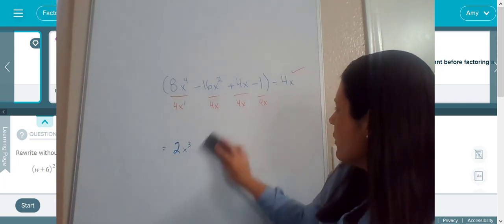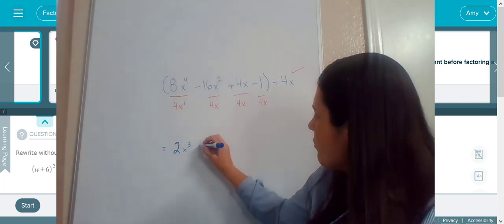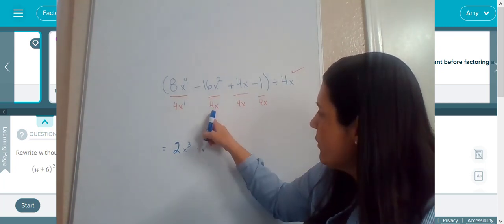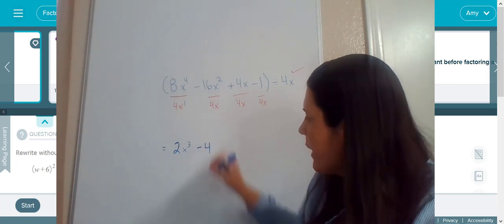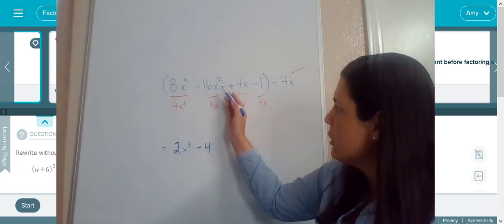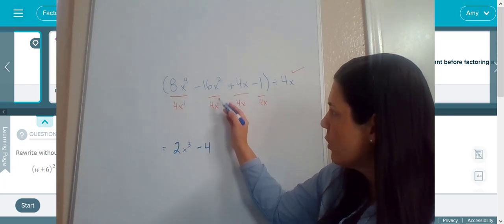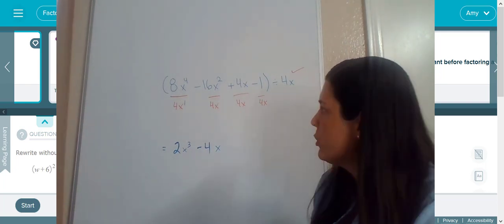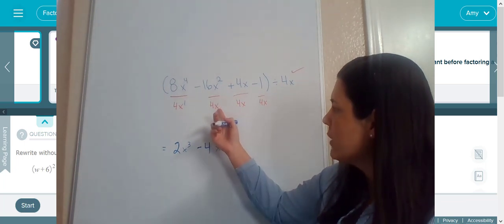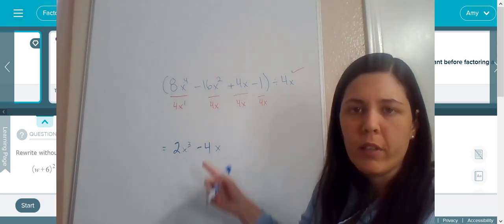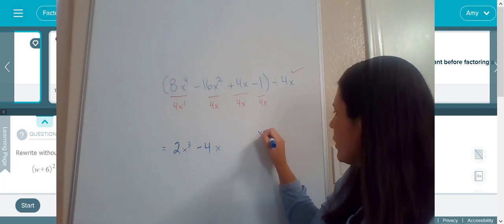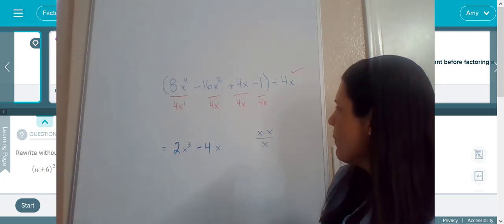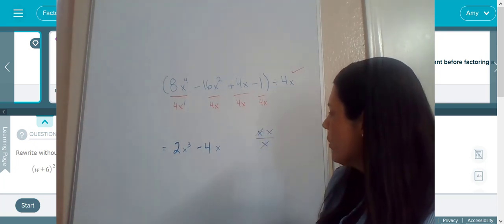Okay. So in the middle, the next term, negative 16 divided by negative 4 is negative 4. And then x squared divided by x, well, 2 minus 1. This is x to the 1 power. 2 of the x's on top, 1x on bottom, 1 of them on top divided with 1 on bottom. It was this situation here, okay, where one of these divided out.